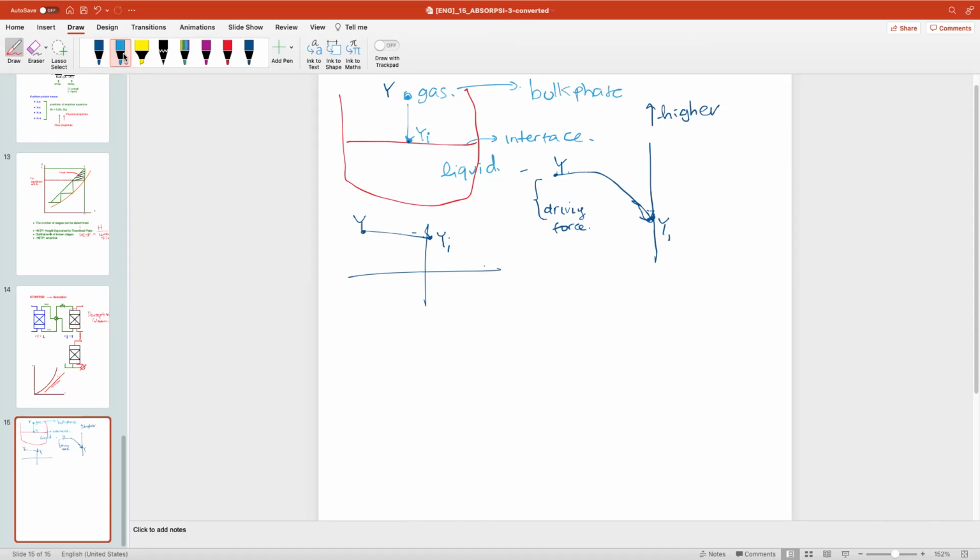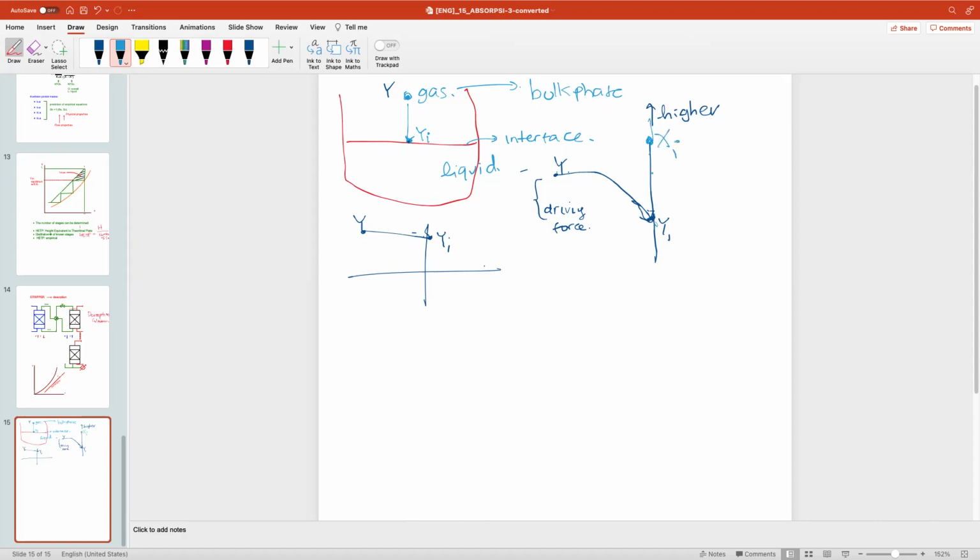Right. Now, when the gas goes into the interface, it doesn't just sit there. It's going to change, because there's an interface, there's a liquid. The liquid will absorb, by using Henry's law with the equilibrium, and then it will correlate it to the X.